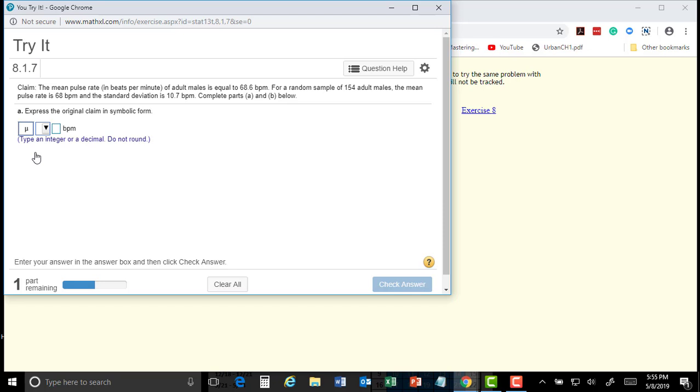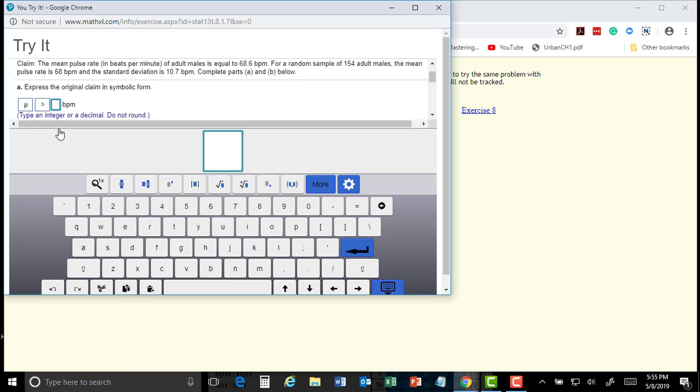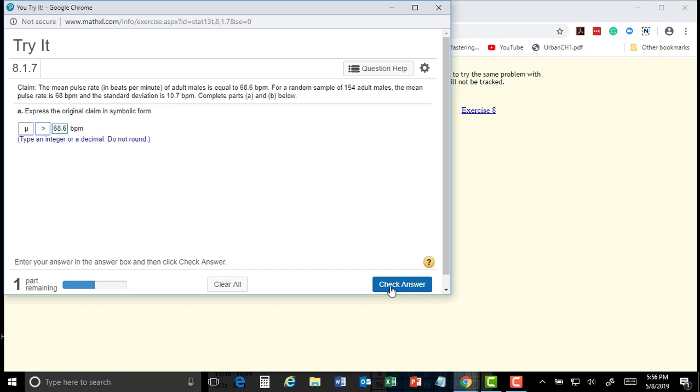More than 68.6. That's the hypothetical. And what came out of our statistics was more than 68. Yeah, but what is mu here? This is the mean pulse rate of our adults. It's 68.6, right? But that didn't come from our sample. That is our claim. This is our claim. But the sample, right? Is that right? Unless I got it backwards. Anyway, this pulse rate is 68. That's what I think. Let's see. Maybe I'm wrong. Did I get it backwards?